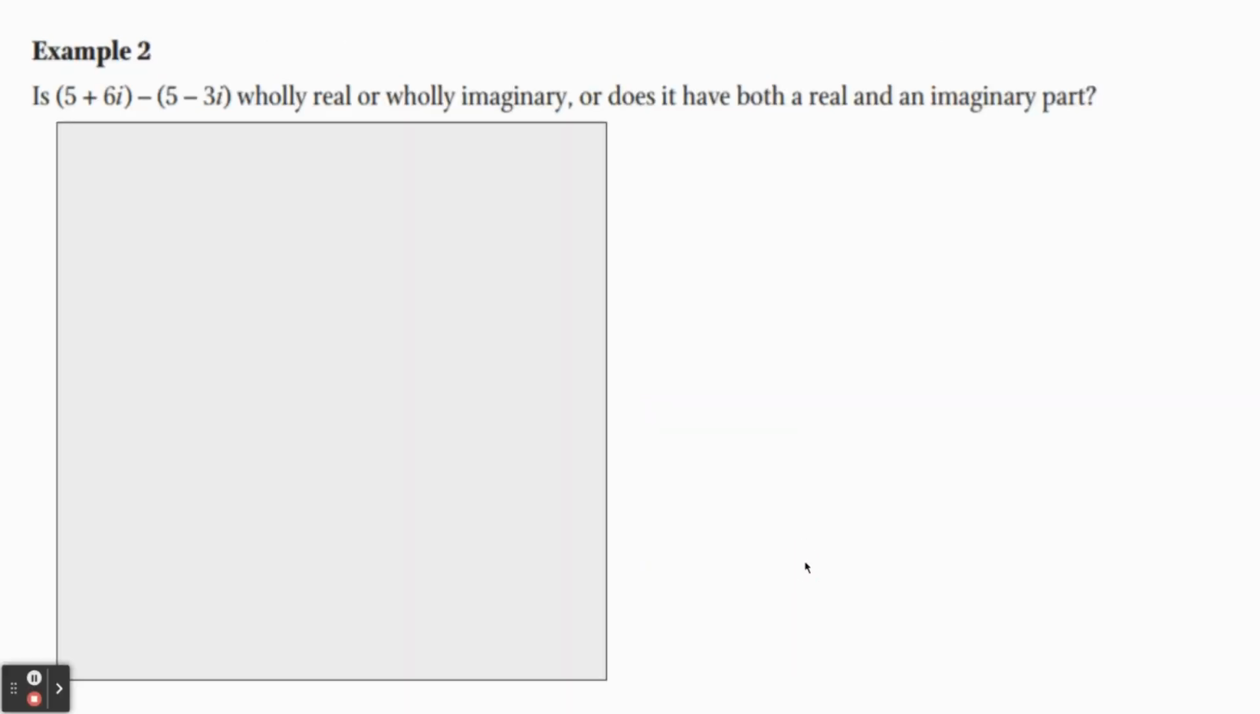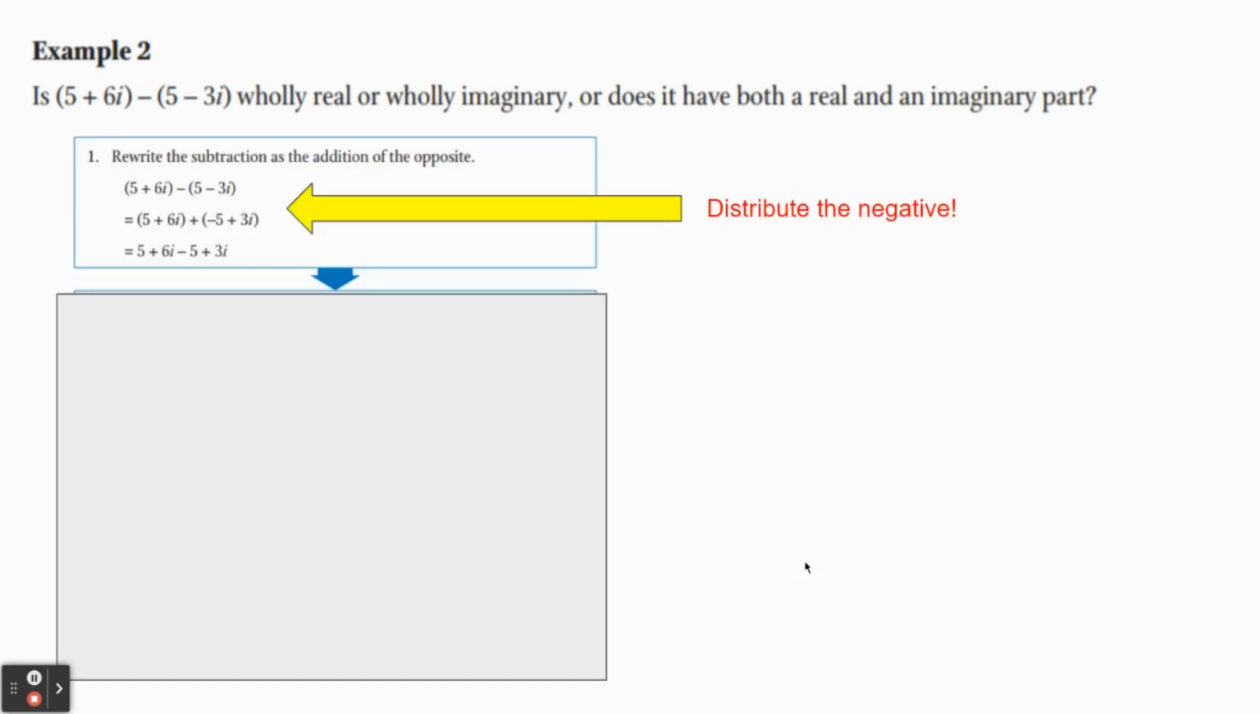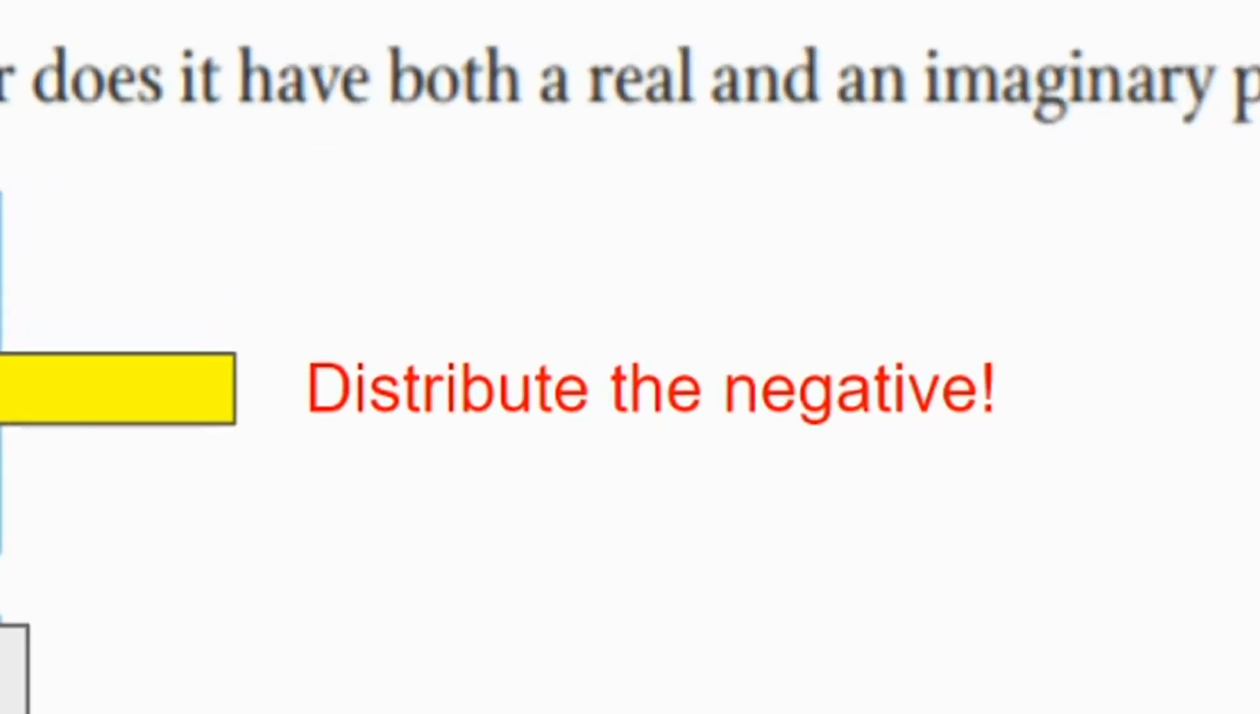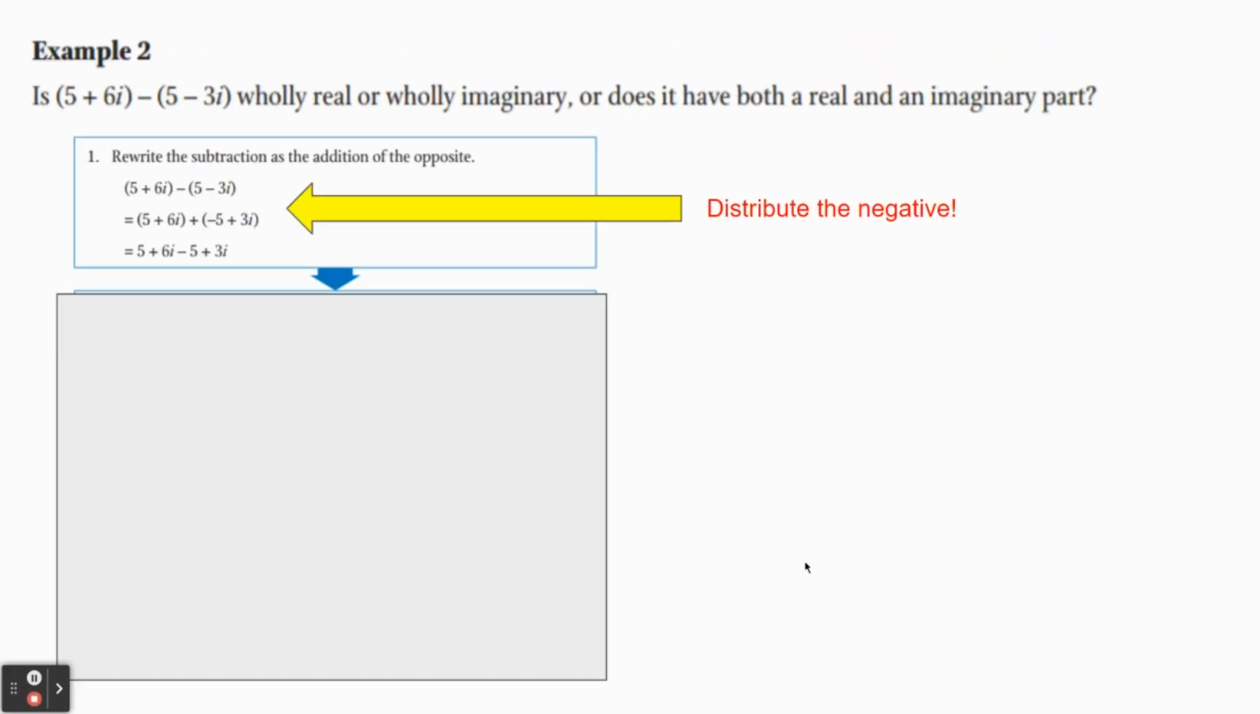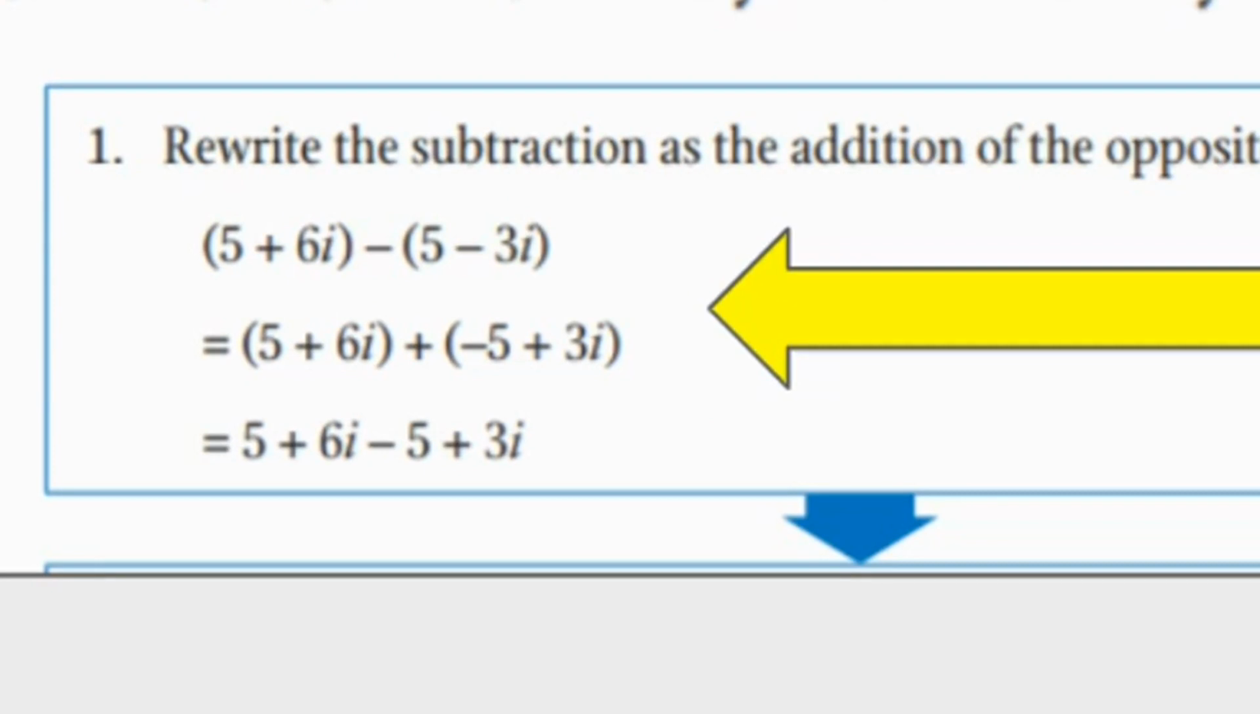Example 2. Is 5 plus 6i minus quantity of 5 minus 3i wholly real or wholly imaginary, or does it have both a real and imaginary part? Again, we're going to combine the like terms, but before we do that, since this is a subtraction problem, remember that negative outside the second parentheses there is really a negative 1. You can't see it, but it really is a negative 1. And we need to distribute that negative first. So make sure you do that. So that 5 minus 3i will really become negative 5 plus 3i.